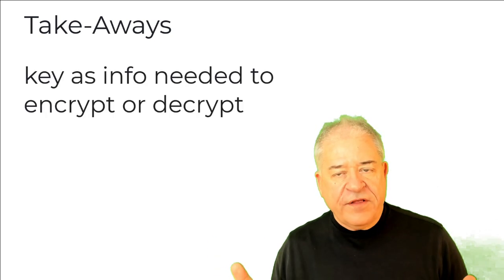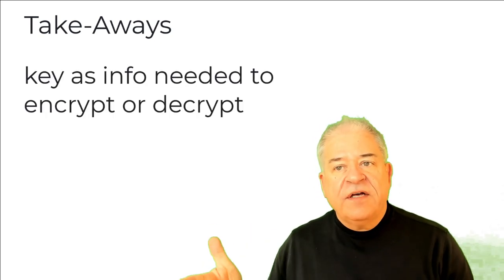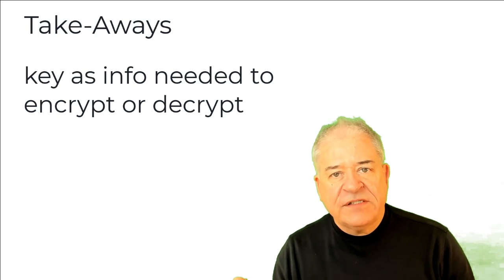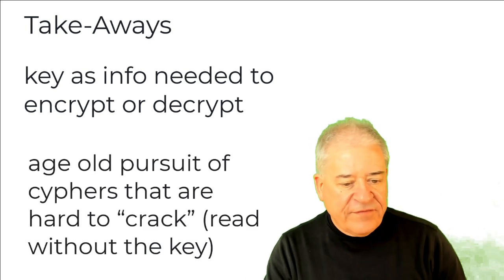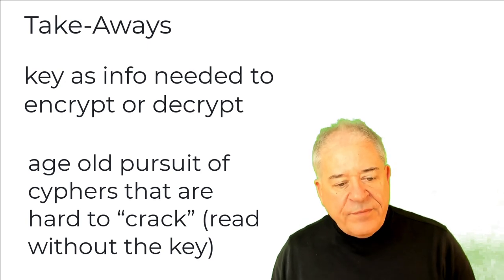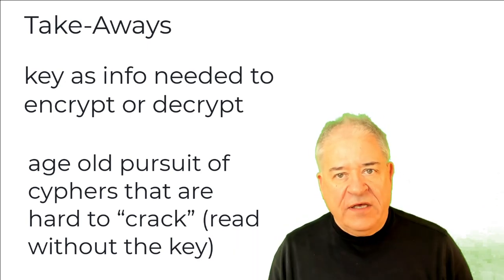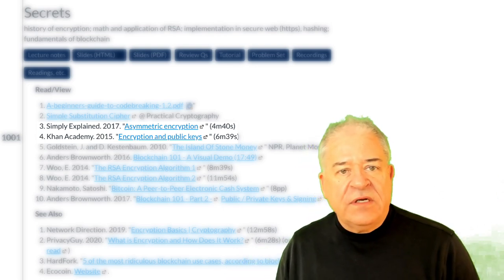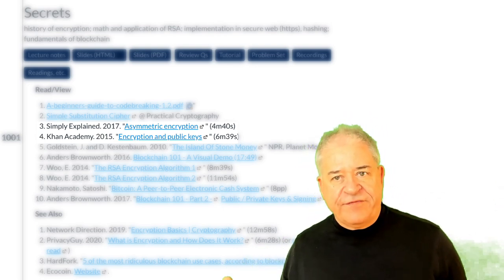The things to take away from these two pieces are the generic idea of a key as the information you need to decrypt a message, and the pursuit of methods that are difficult to crack by people who don't have a key. So next, after that, we'll learn the difference between symmetric and asymmetric ciphers.